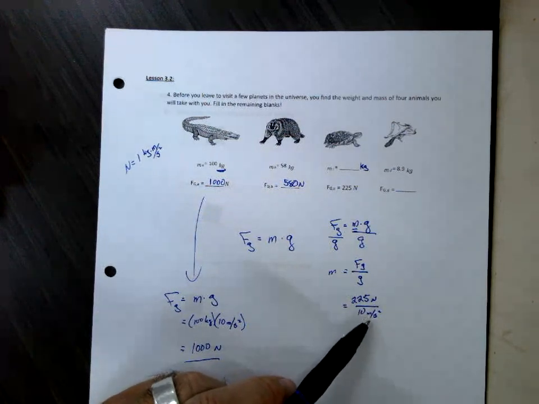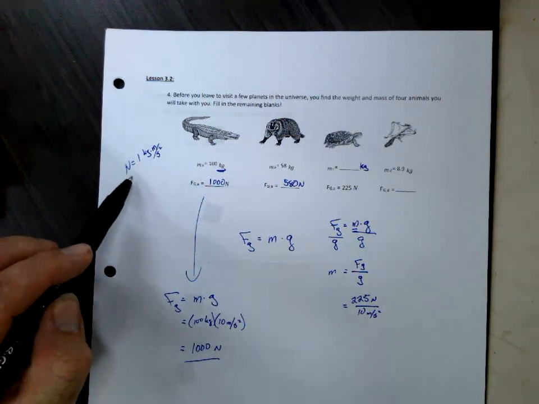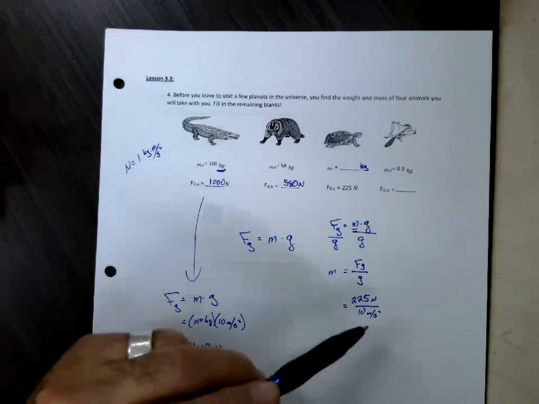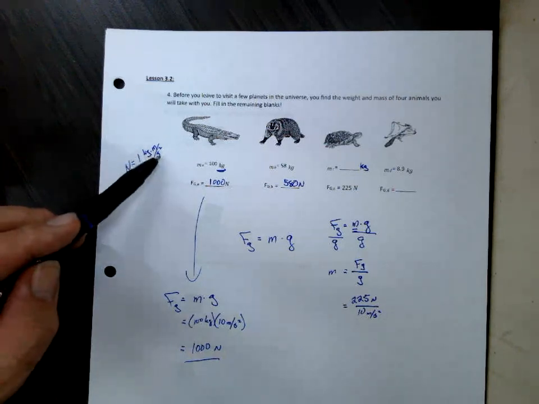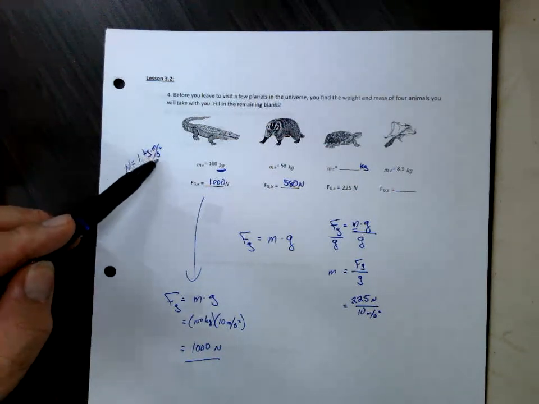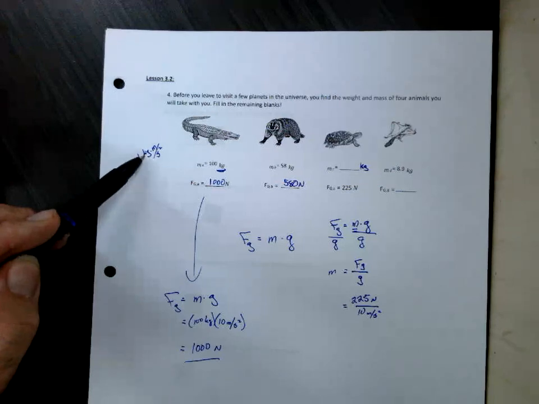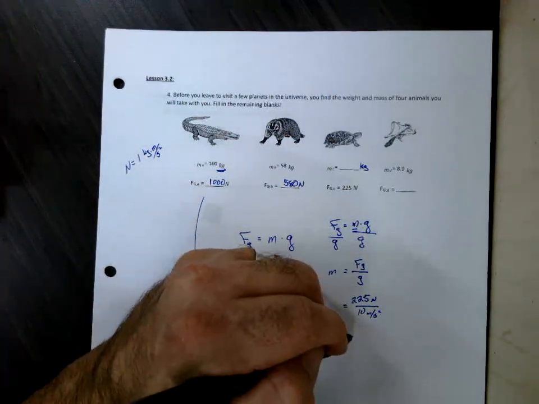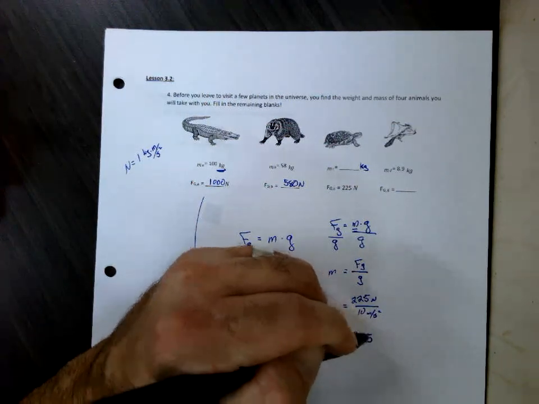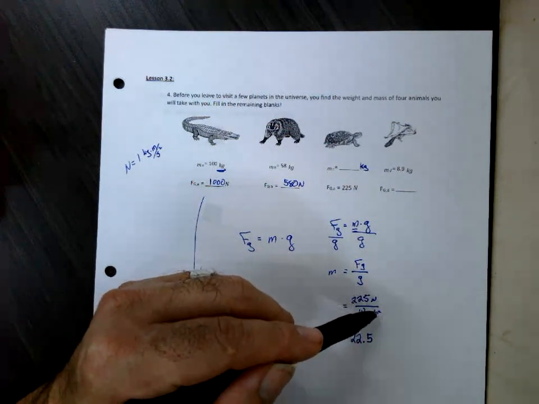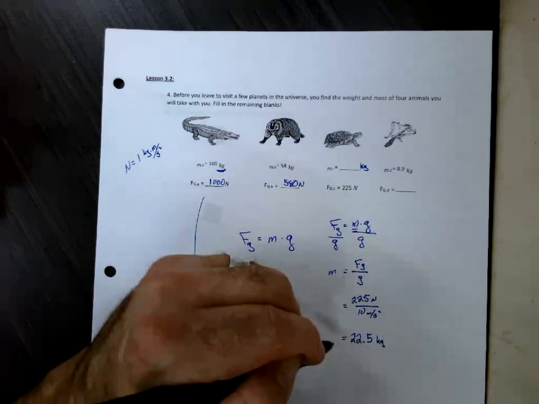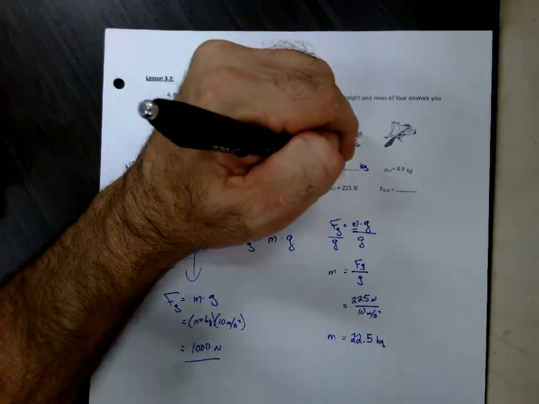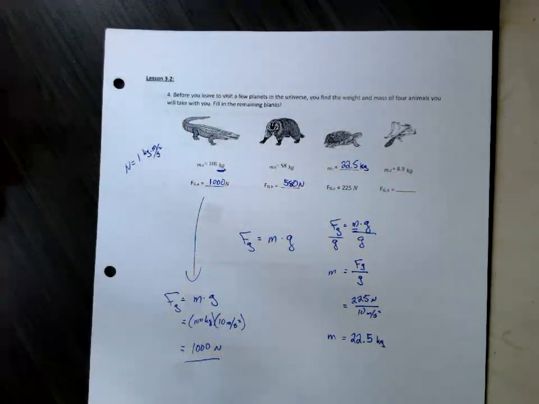Now, remember, Newton divided by meters per second squared, if 1 Newton is a kilogram meter per second squared, when we divide by meters per second squared, we're actually just canceling out this part of the Newton. So we're left with kilograms, which when we do 225 divided by 10, we get 22.5. Newtons divided by meters per second squared leaves us with kilograms, which as we know is the unit we need for mass. So 22.5 kilograms.